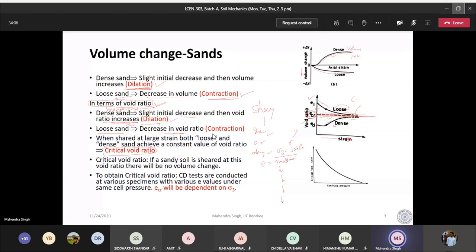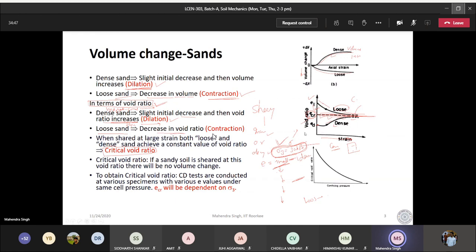Initially, there will be an increase in volume because you have taken e as small. e is small, so it is dense soil. Then finally you are taking loose soil, it is going to contract. Somewhere in between you are going to have the critical void ratio, but it will be sigma 3 specific, meaning for every sigma 3 it is going to change. Because when you apply 30 kPa of confining pressure, the soil itself is going to consolidate, its e value is going to change. So this critical void ratio will be different for different confining pressures. So this much you must remember.